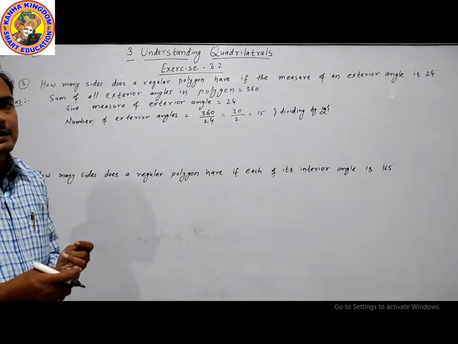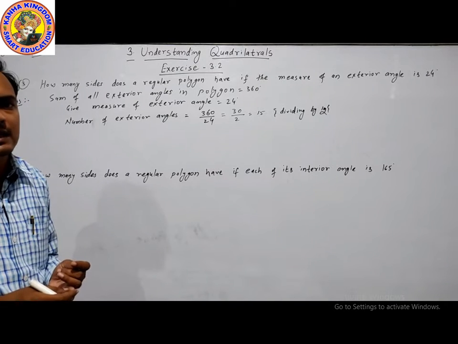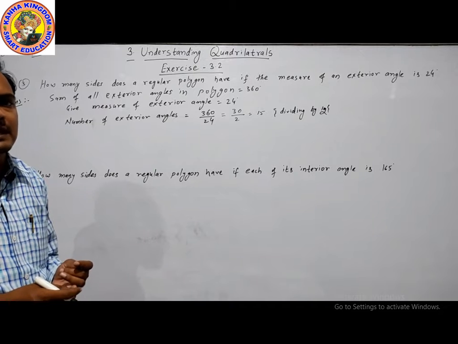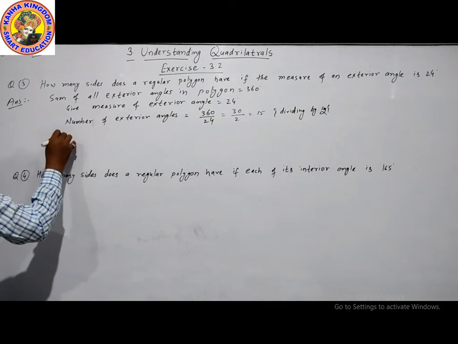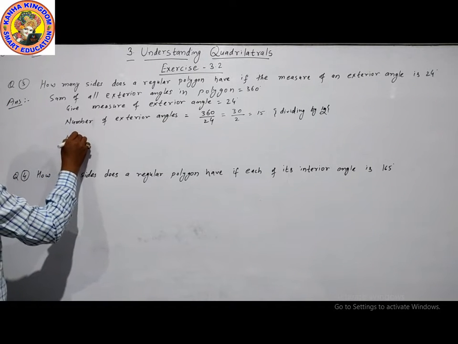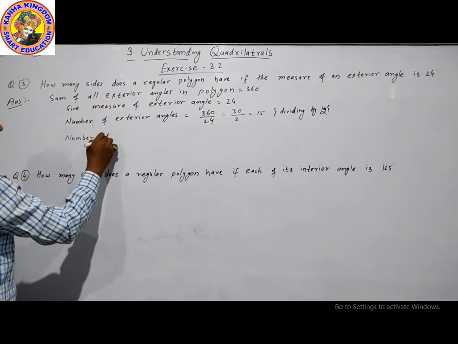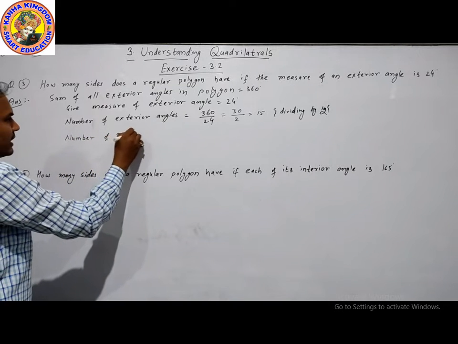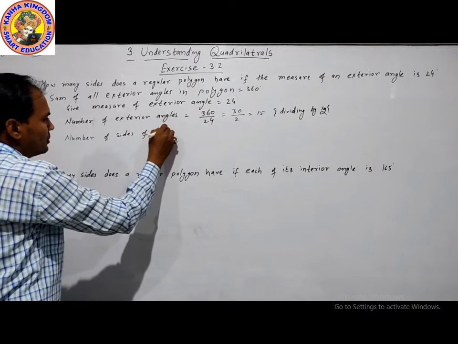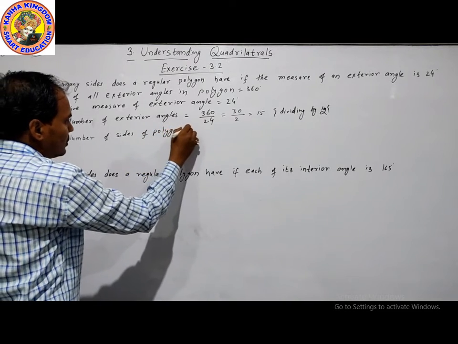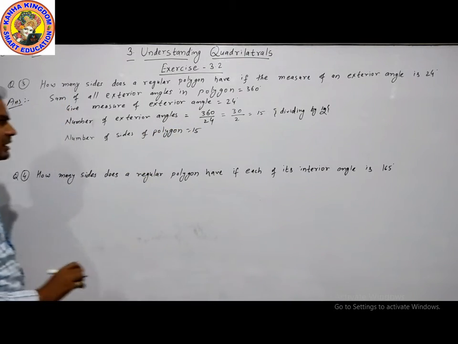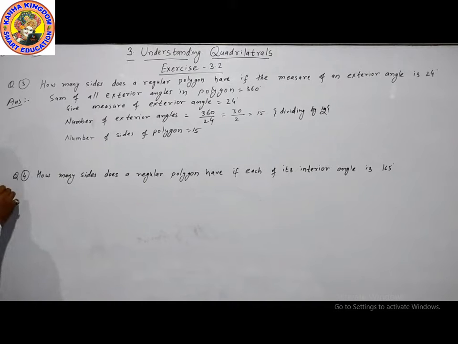The number of angles and the number of sides are equal. So the number of sides of the polygon is equal to 15. The number of sides is 15.